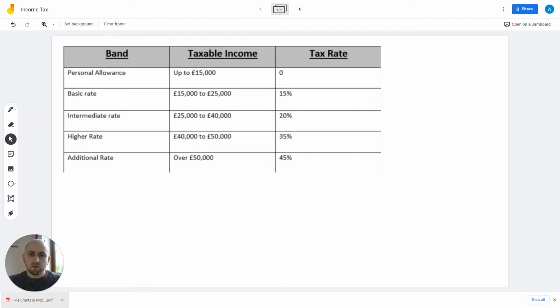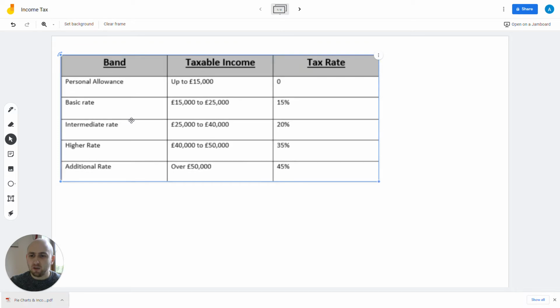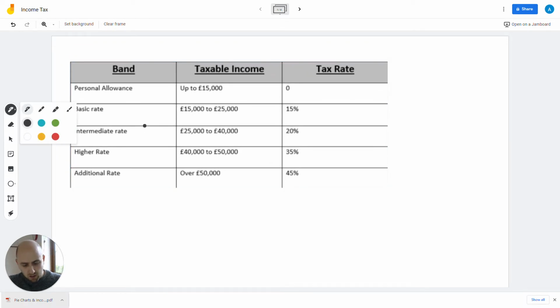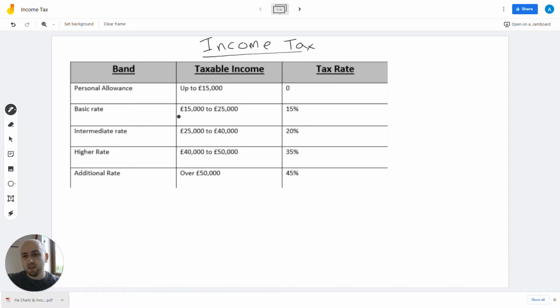Okay, so what we want to have a look at is income tax. And the maths behind income tax is relatively easy. What is difficult with income tax is how to break up a person's wage into the little bands. Okay, so what you're going to have in the exam is this type of table. So let's just go through it quickly.